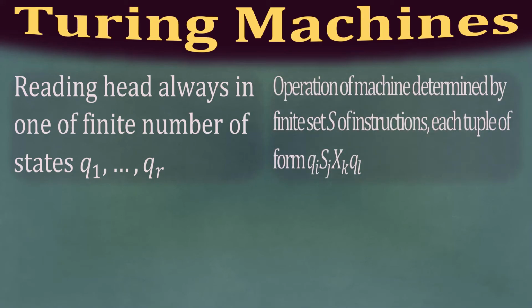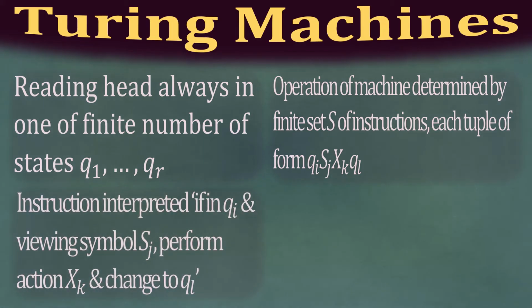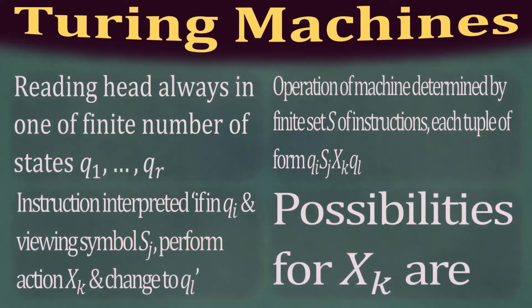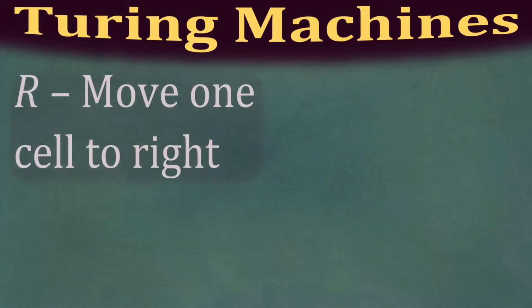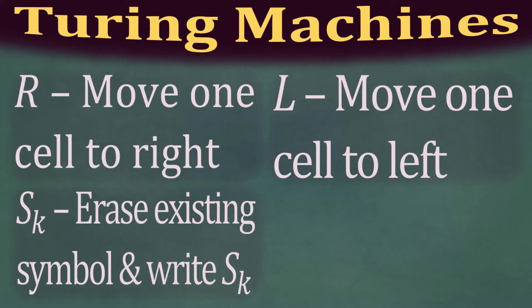The operation of the machine is determined by a finite set S of instructions, called the specification of the machine, each one of which is a tuple of the form Qi Sj Xk Ql. The instruction is interpreted as: if in state Qi and viewing symbol Sj, perform action Xk and change to state Ql. The possibilities for Xk are first R, which means move one cell to the right, second L, which means move one cell to the left, or third Sk, which means erase the existing symbol and write Sk.